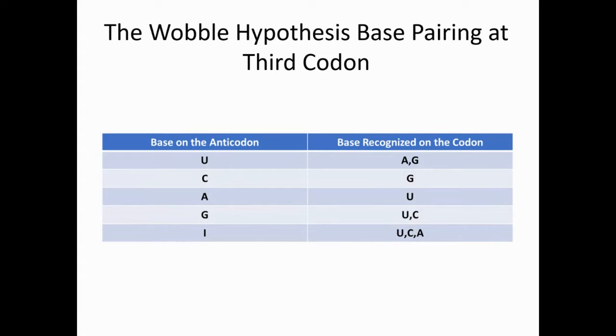And the wobble rule indicates that the first base of the anti-codon, U, could recognize either A or G. The base on the anti-codon, the U, can recognize A or G. So that means normally U forms a base pair with A, but now it can form a base pair with G. And then C with G, A with U, and G with U or C.